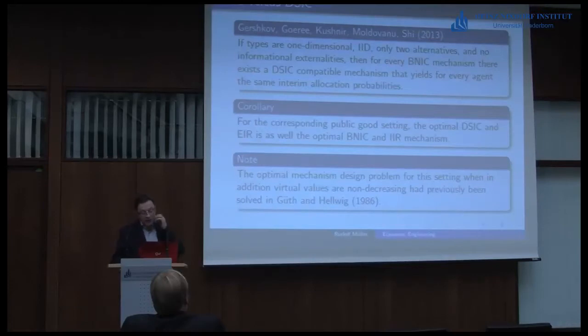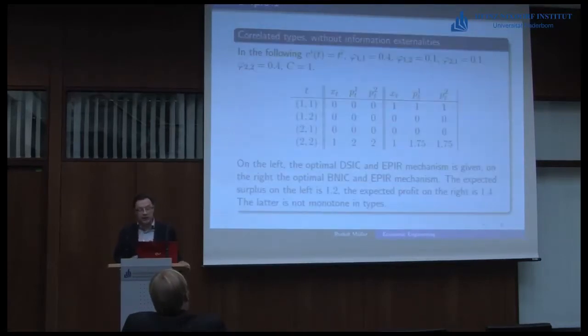And just note that this problem was already solved for independent types and in particular distributions by Güth and Helbig in 1986 in a paper. Now all that breaks down this equivalence when I either drop IID or informational externalities.